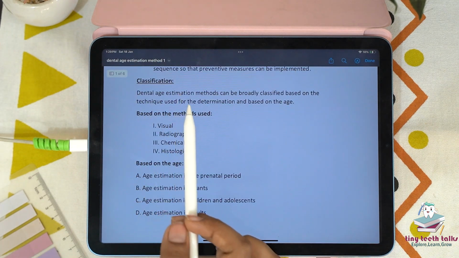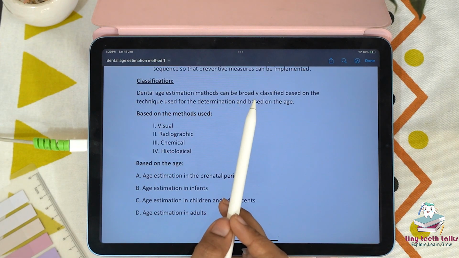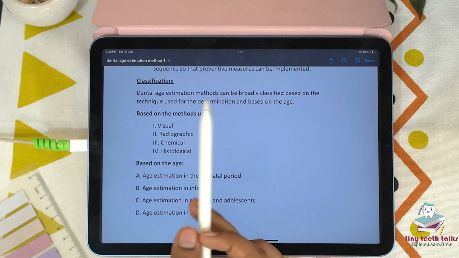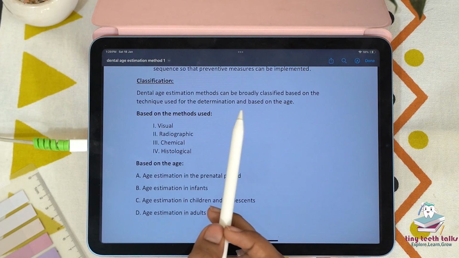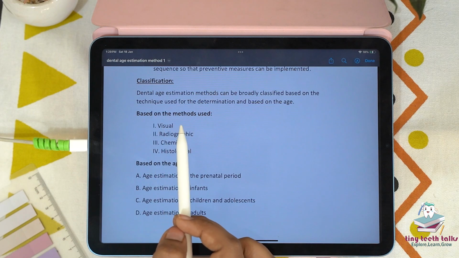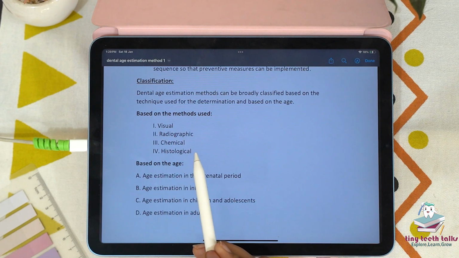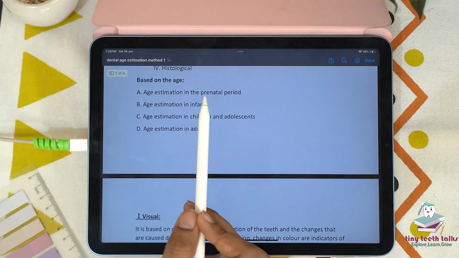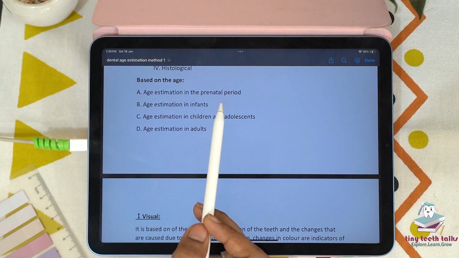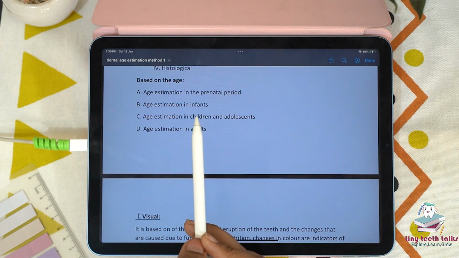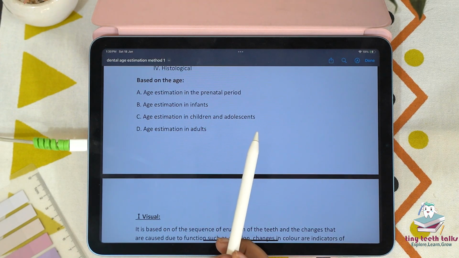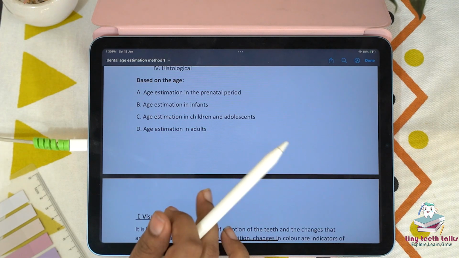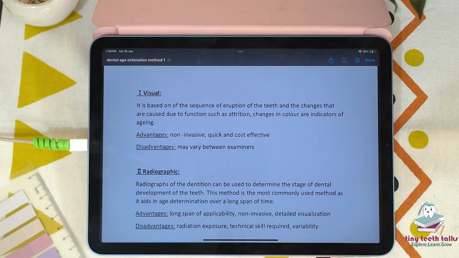Coming to the classification, dental age estimation methods can be broadly classified based on the technique used for the determination and based on the age. Based on the methods used: visual, radiographic, chemical, histological. Based on the age: estimation in the prenatal period, age estimation in infants, age estimation in children and adolescents, age estimation in adults.